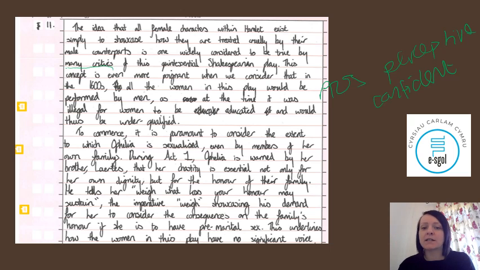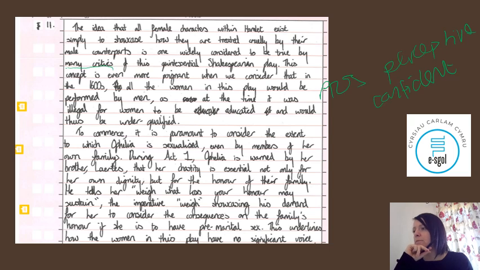To commence, it's paramount to consider the extent to which Ophelia is sexualized, even by members of her own family. During Act 1, Ophelia is warned by her brother Laertes that her chastity is essential not only for her own dignity but for the honour of their family. He tells her, "weigh what loss your honour may sustain," the imperative way, showcasing his demand for her to consider the consequences of the family's honour if she is to have premarital sex. This underlines how women in this play have no significant voice.